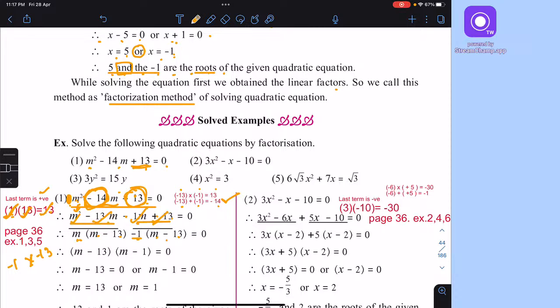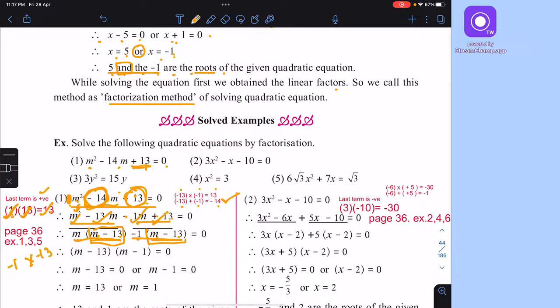Now you have to check here that whatever you are getting in the bracket here, same you must get here. If not, you have to go back and check something wrong. Now here, this is one term. This is another term. There are two terms. The factors of the first term are m and m minus 13, whereas the factors of the other term are minus 1 and m minus 13. The common factor is m minus 13.